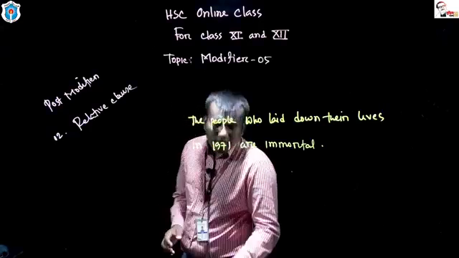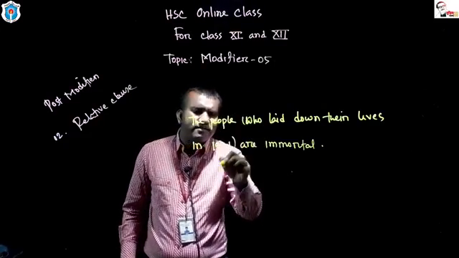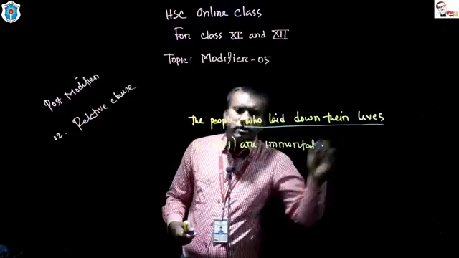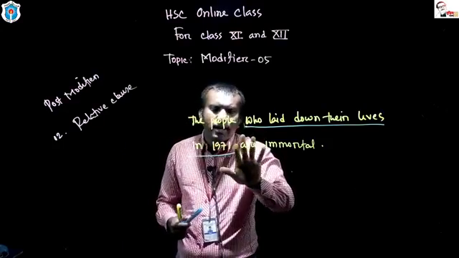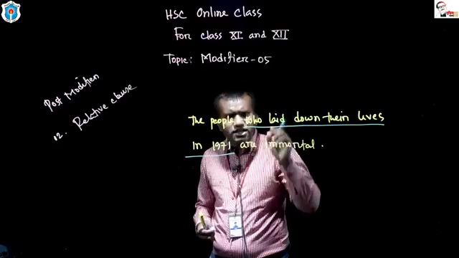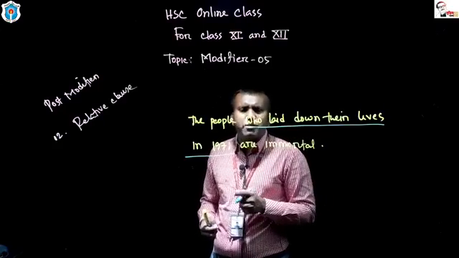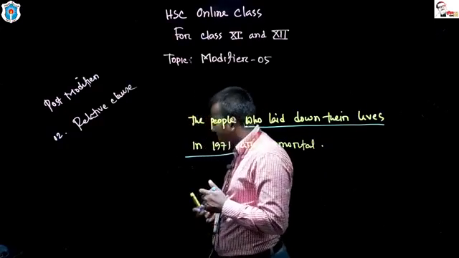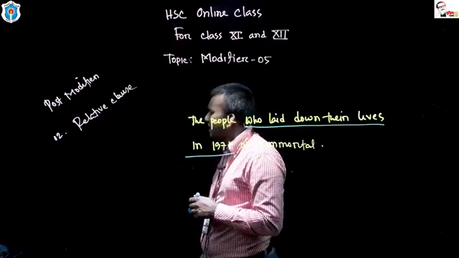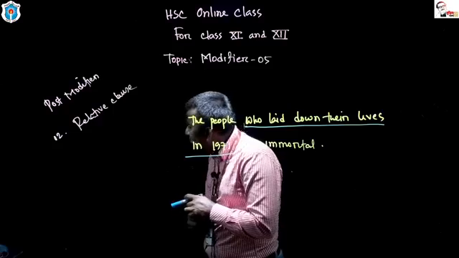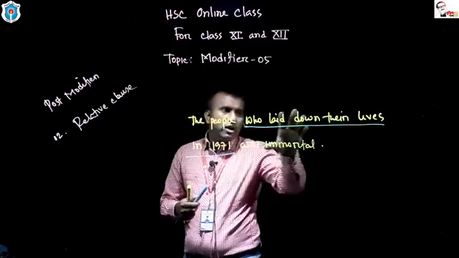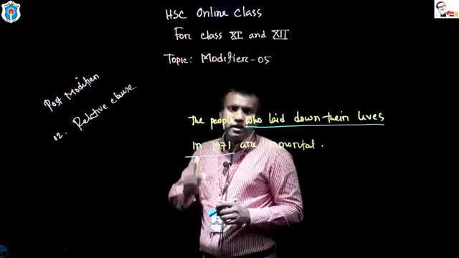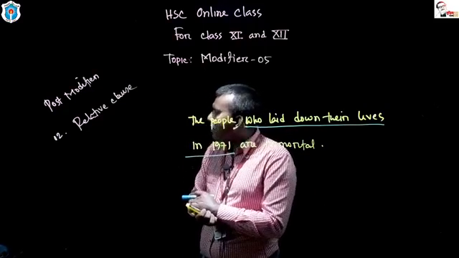Thank you. Here, the subordinate clause is who laid down their lives in 1971. This is the part of the subordinate clause. Now tell me the conjunction of this subordinate clause. Most of the students will tell me that. Who laid down their lives in 1971 is the subordinate clause, and what is the conjunction? The conjunction is who. Here who is a relative pronoun.